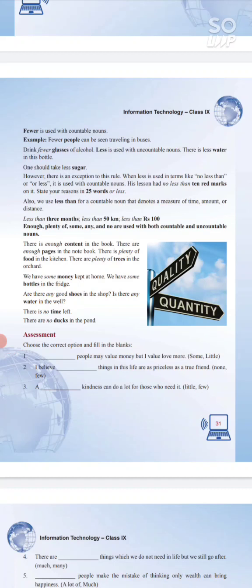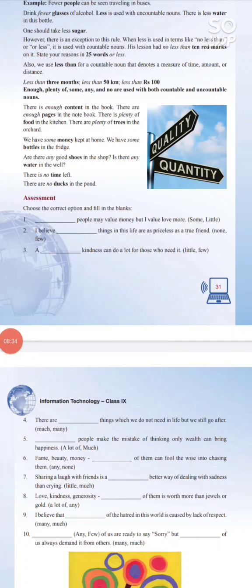Next example is, state your reason in 25 words or less. So the 25 words are countable, so or less is used with it. Also, we use less than for a countable noun that denotes a measure of time, amount, or distance. It is saying that we also use the words less than for the countable noun which denotes a measure of time, amount, or distance. For example, less than 3 months, less than 50 kilometers, less than rupees 100.